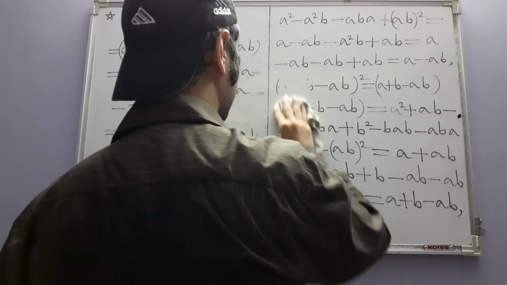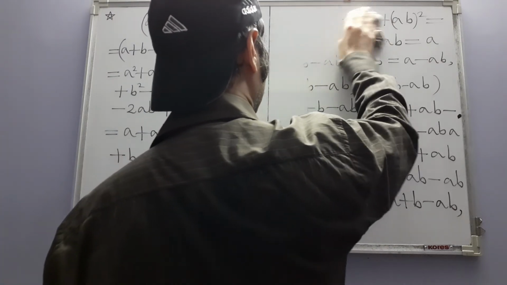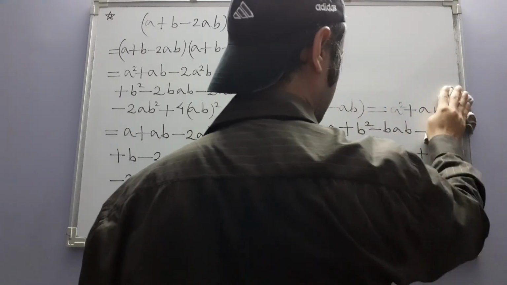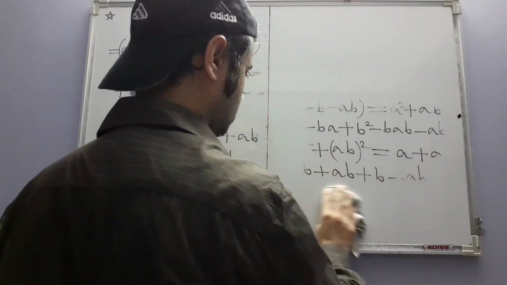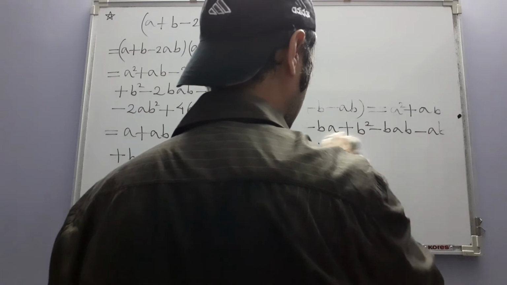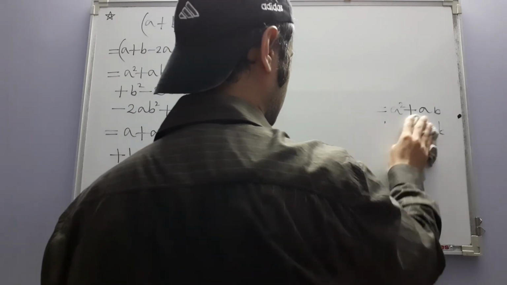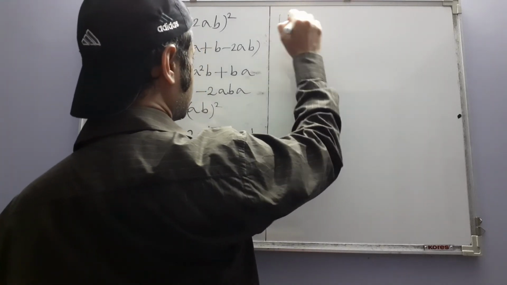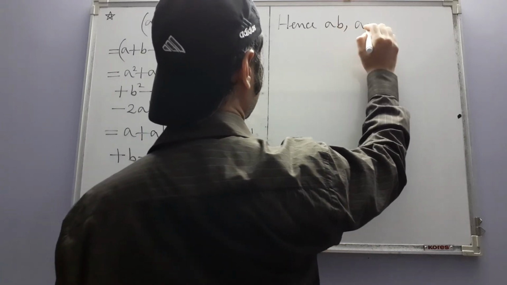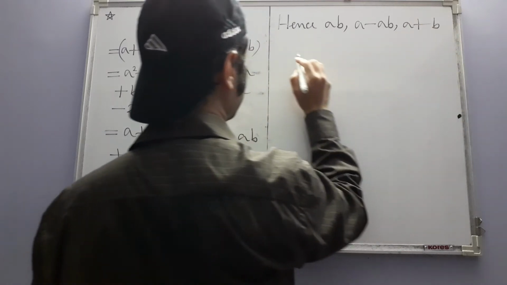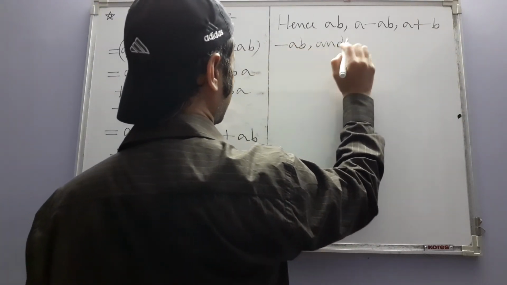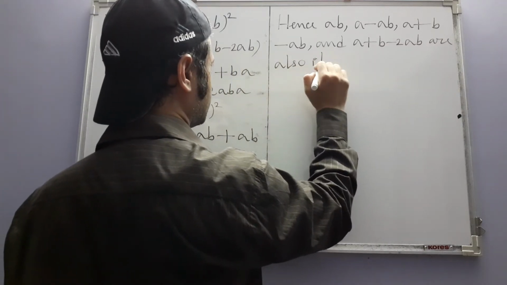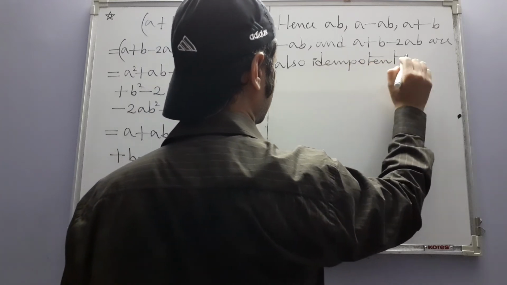So let us properly conclude the solution also. Hence, ab, a minus ab, a plus b minus ab, and a plus b minus 2ab are also idempotent.